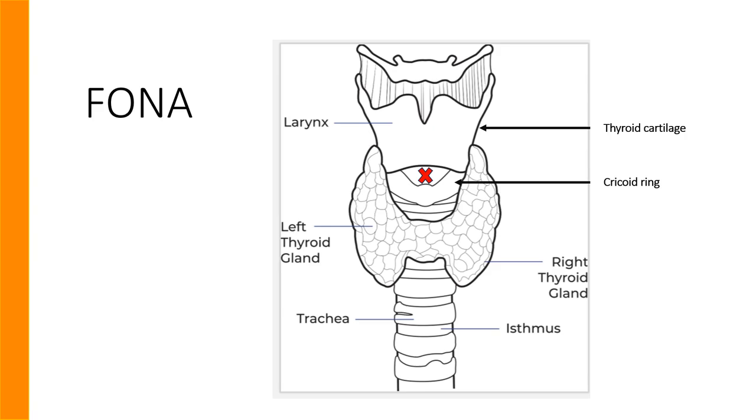And what we are feeling for is the thyroid cartilage, and we are feeling for the cricoid ring, and then the membrane that is between those two cartilages, which is called the cricothyroid membrane. And that's what we're going to access for our emergency surgical airway, and we'll cover that in some more detail in the second talk.